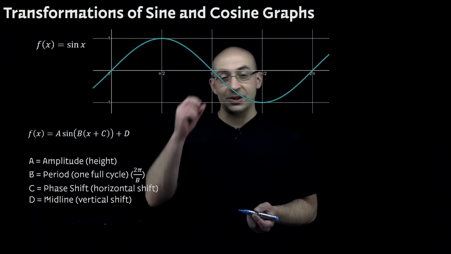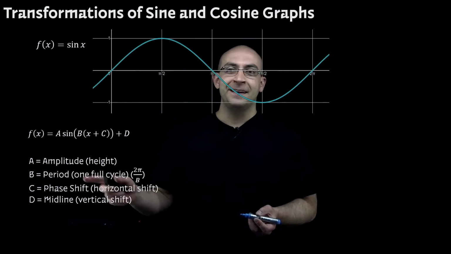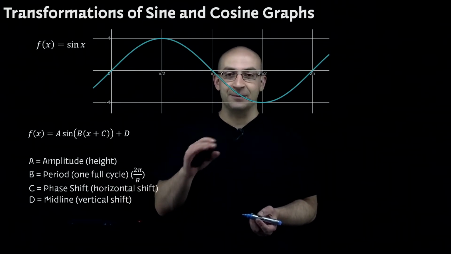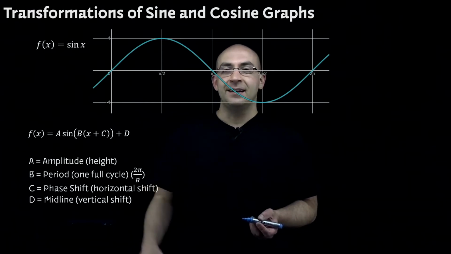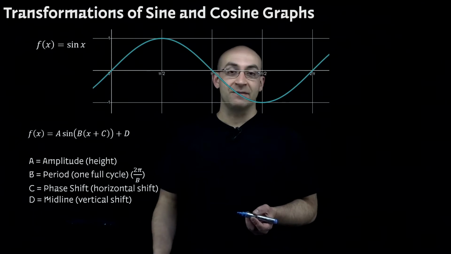B is usually the coefficient of x in the equation. We'll get there. C stands for the phase shift. Phase shift is just a fancy term for horizontal shift, left or right. And then D is our midline, not really called that so often, but it's just our vertical shift up or down.